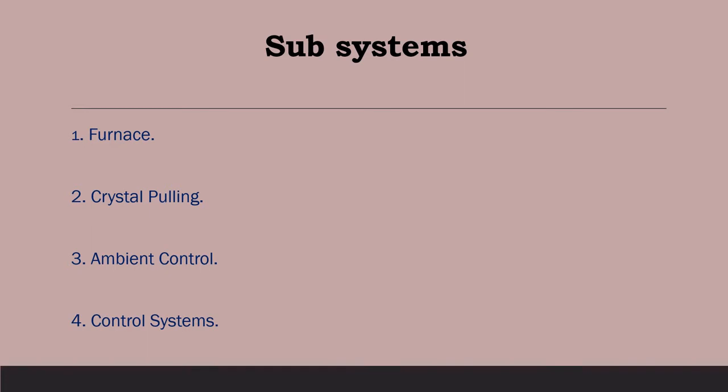We have 4 subsystems in this CZ crystal growth system. What are they? Number 1, furnace. Number 2, crystal pulling. Third one is the ambient control. And the last one is the control systems. So these 4 subsystems are needed for the CZ system.